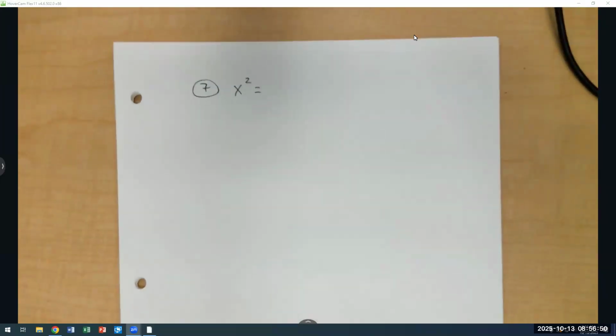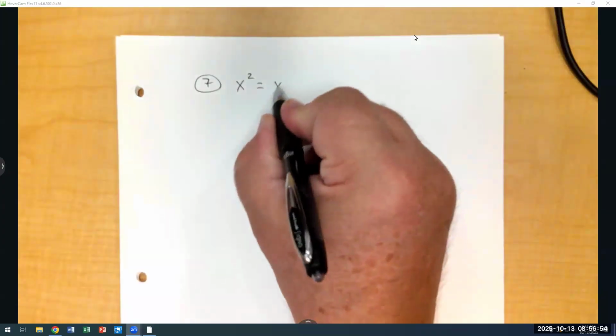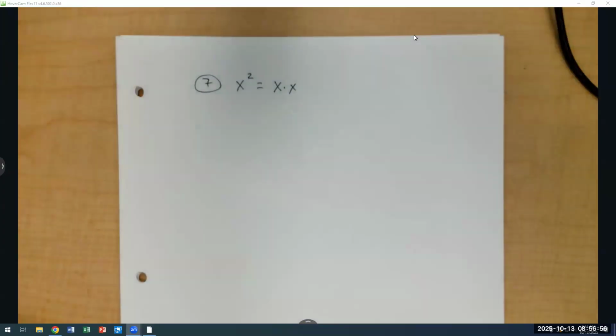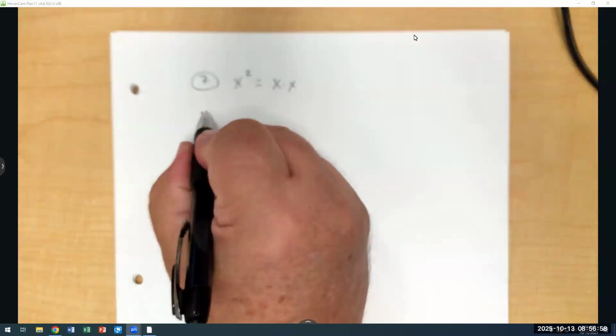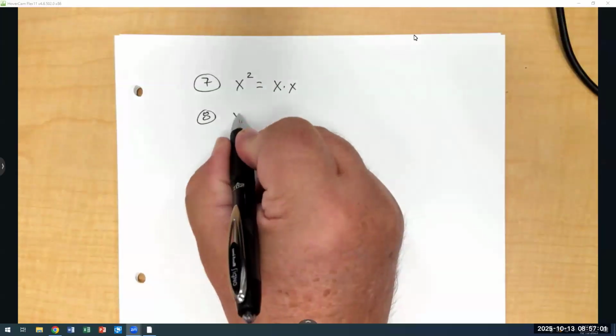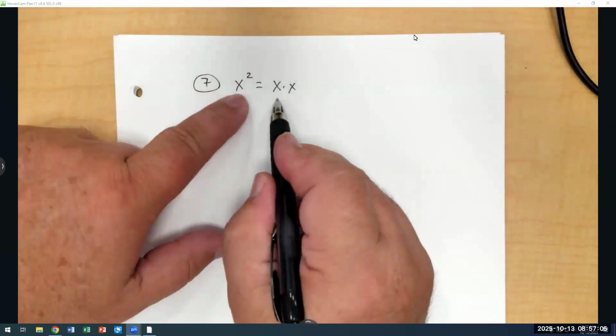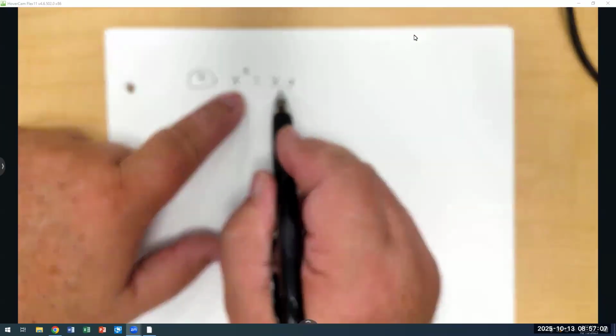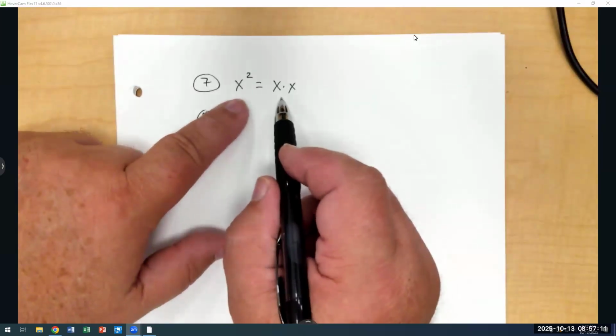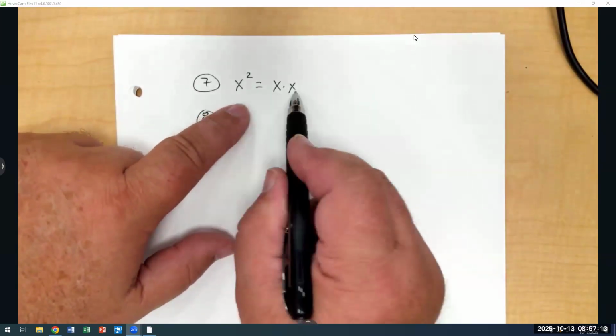X squared means what? Base multiplied by itself twice. It's X times X. So what is X? How can we write X? How is this true? How is this true? Do we have any rules to prove it?